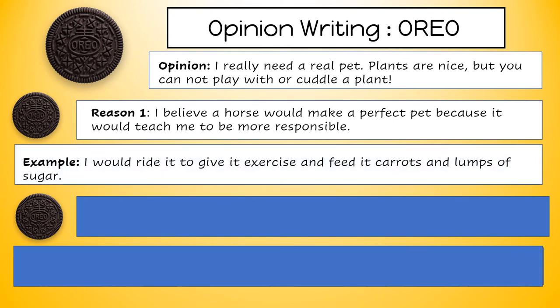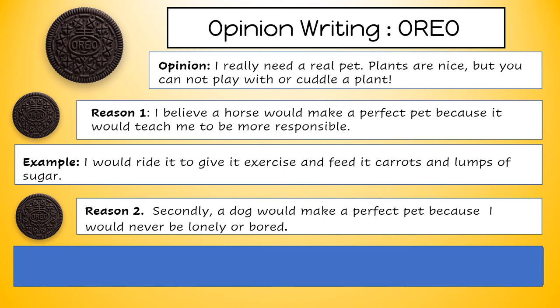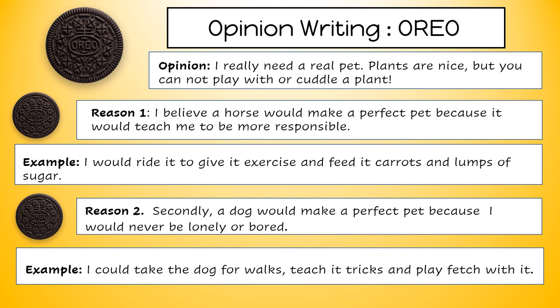I would ride it, give it exercise, and feed it carrots and lumps of sugar. So notice how her examples is backing up how she's going to be responsible. Her second reason. Secondly, a dog would make a perfect pet because I would never be lonely or bored. And to back it up, she's saying, I could take the dog for walks, teach it tricks, and play fetch with it.